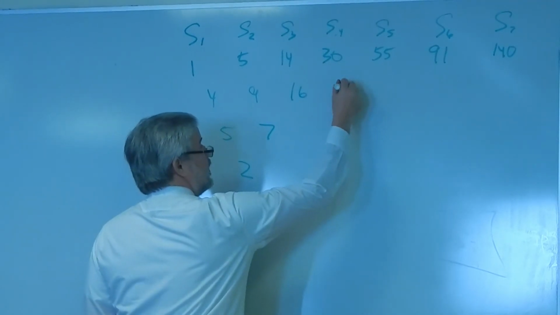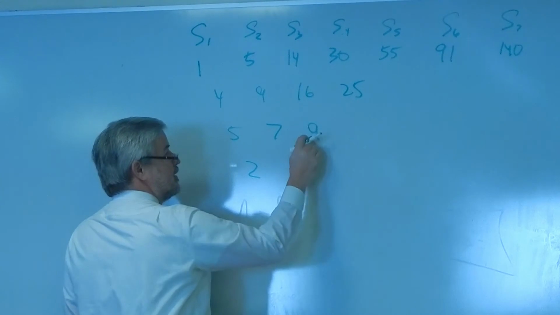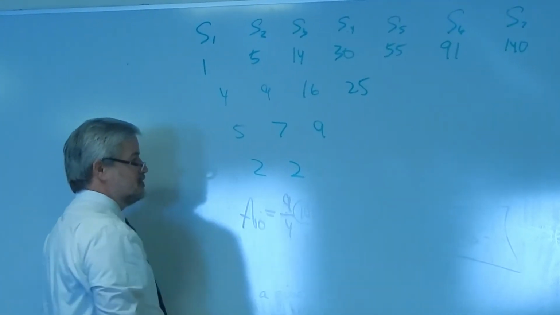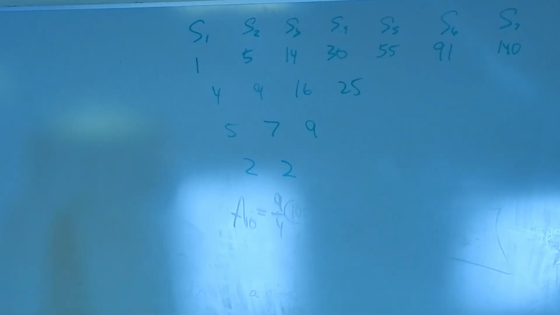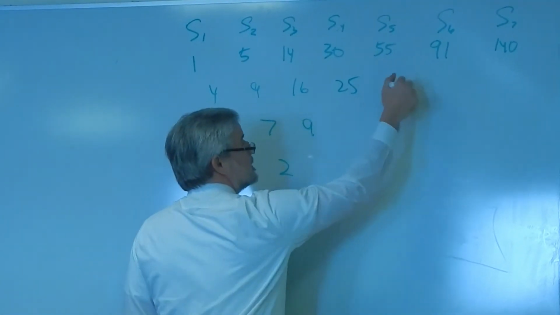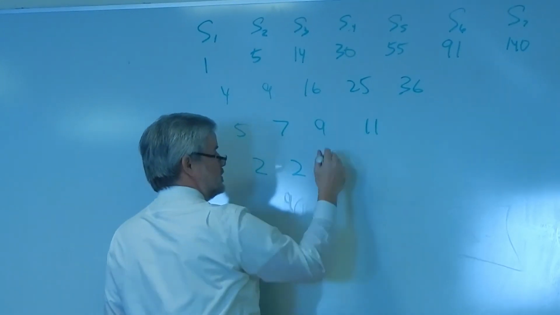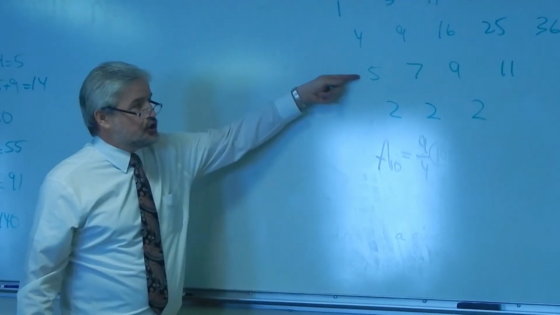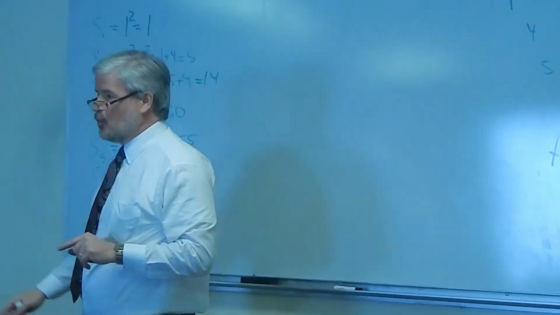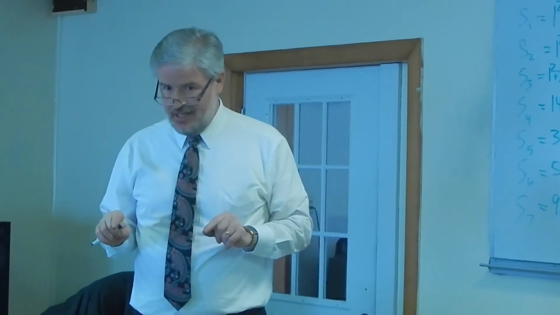What do we get? 25. Concurrence? Then we get 9, and 2. It's 2. Look at that. And just to confirm, we get 36, then 11, then 2. So it seems that after 3 differences, we produced a constant.